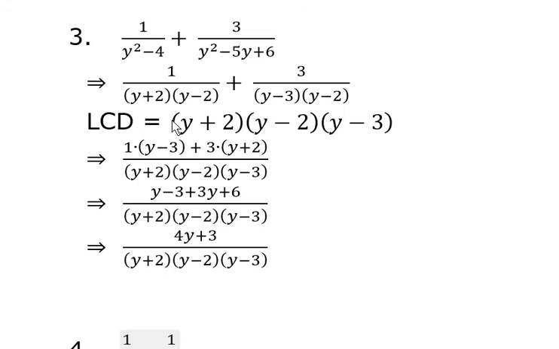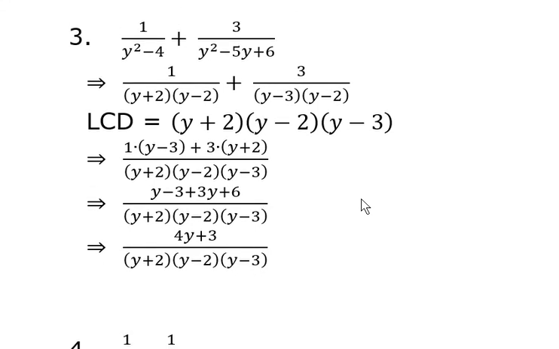Okay, for the LCD then, look at the denominator in the first term and the second term. In this case, we have y plus 2. We don't have y plus 2 here, so we take y plus 2. Then y minus 2 and y minus 2, it's common, so we also take y minus 2. Then we don't have y minus 3 here, so we have to take it. So the least common denominator is quantity y plus 2 times quantity y minus 2 times quantity y minus 3.